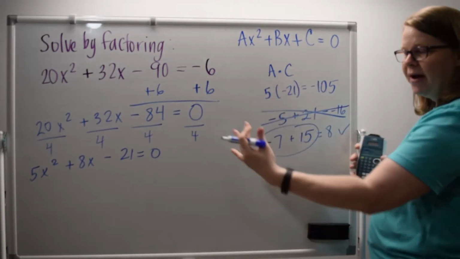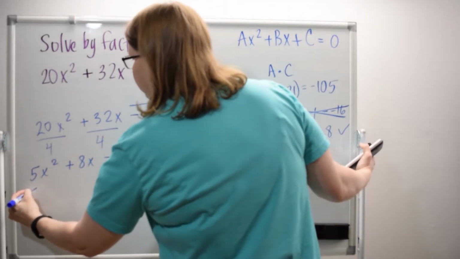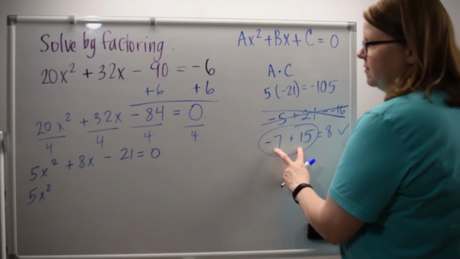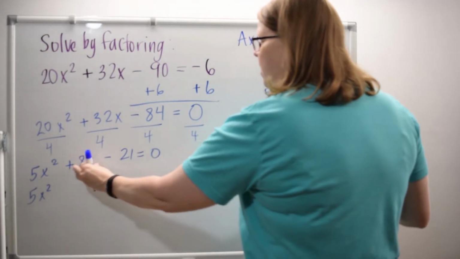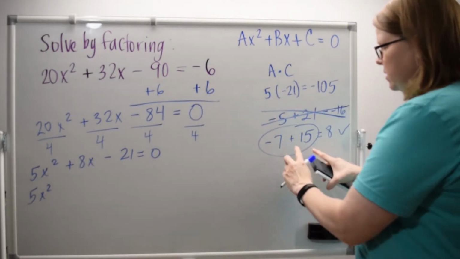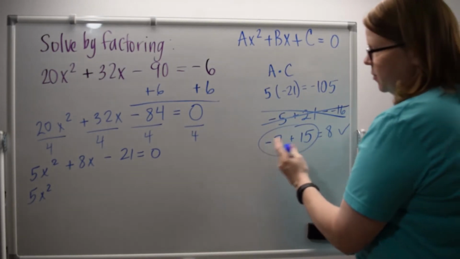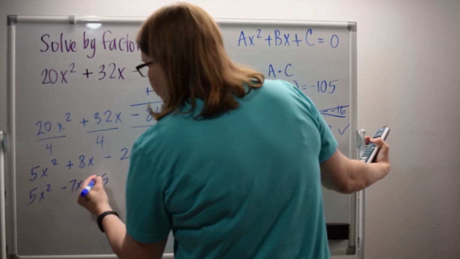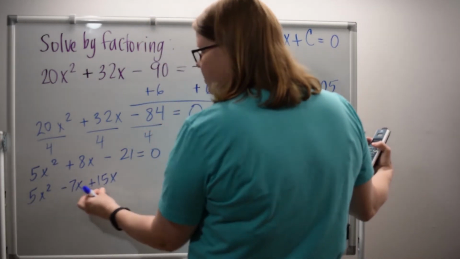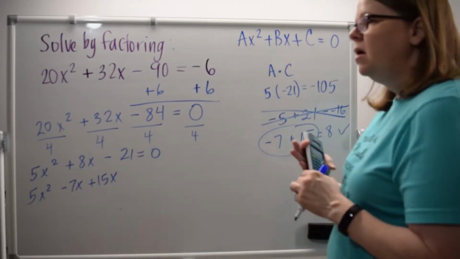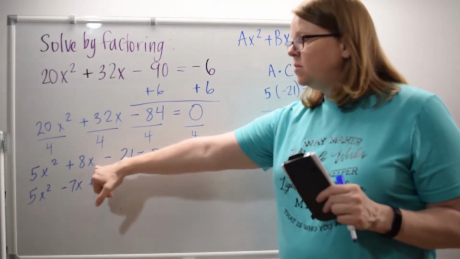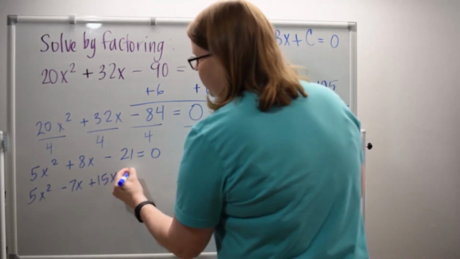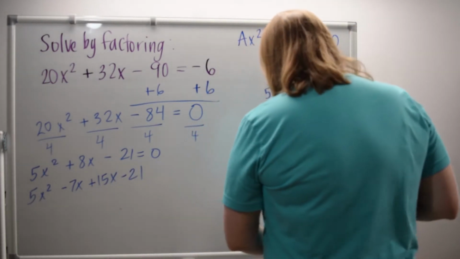So now I'll go back to the problem. Bring down your 5x squared again. And you've got -7 and plus 15. Instead of writing plus 8, we're going to split it into these two pieces of a -7x and a positive 15x. It doesn't matter which order you write them in. If I put 15x minus 7x, that's fine, because either way, it adds up to positive 8x, so it'll work either way. And then bring down the negative 21, or the minus 21.